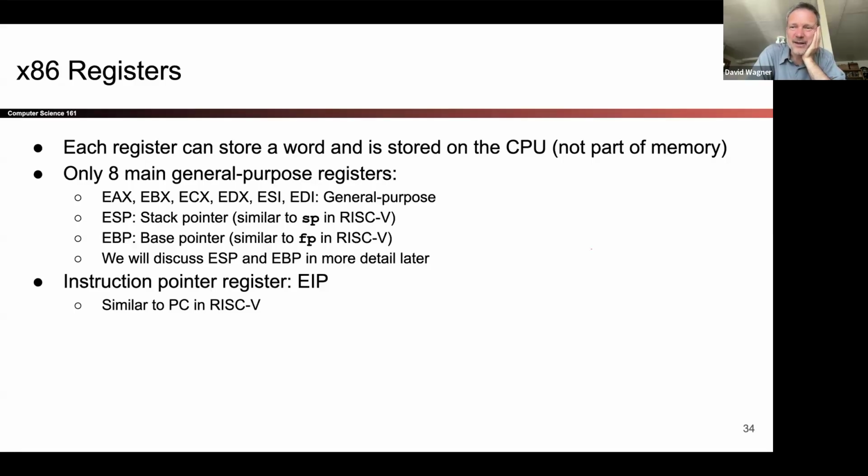If you care, I can tell you why those names. It was like a historical anachronism. It would have been simpler if they were just like A, B, C, D, but no, we have what we have. So those are general purpose registers that can be used to store any value, anything you want, an integer, a pointer, as long as it fits in a word.